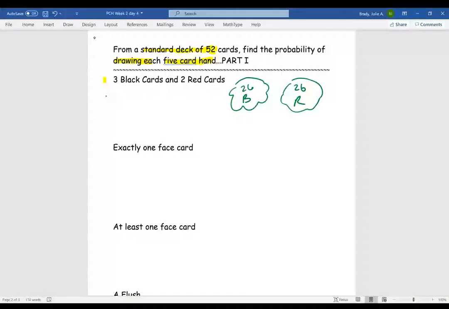So out of my black cards, I do 26, choose 3. And out of my red cards, I do 26, choose 2. Every way you grab the black, you match the red, so you're timesing. And then you divide by how many different groups you could pull out without any restrictions. And that would be 52, choose 5. You guys type that in your calculator, whatever that turns out to be.